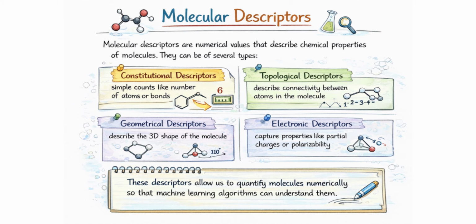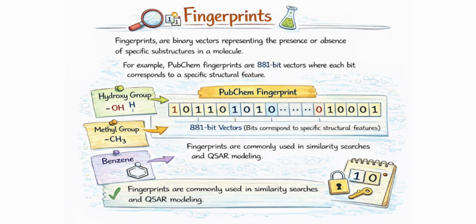Then we have topological descriptors that focus on how the atoms are connected. They describe the molecular connectivity and overall network structure. Geometrical descriptors capture the three-dimensional shape of a molecule and help us understand the size, volume, and arrangement of molecules. Together, these descriptors translate the chemical structure into numbers, and this numerical representation allows machine learning algorithms to treat molecules as data and perform modeling and prediction tasks.